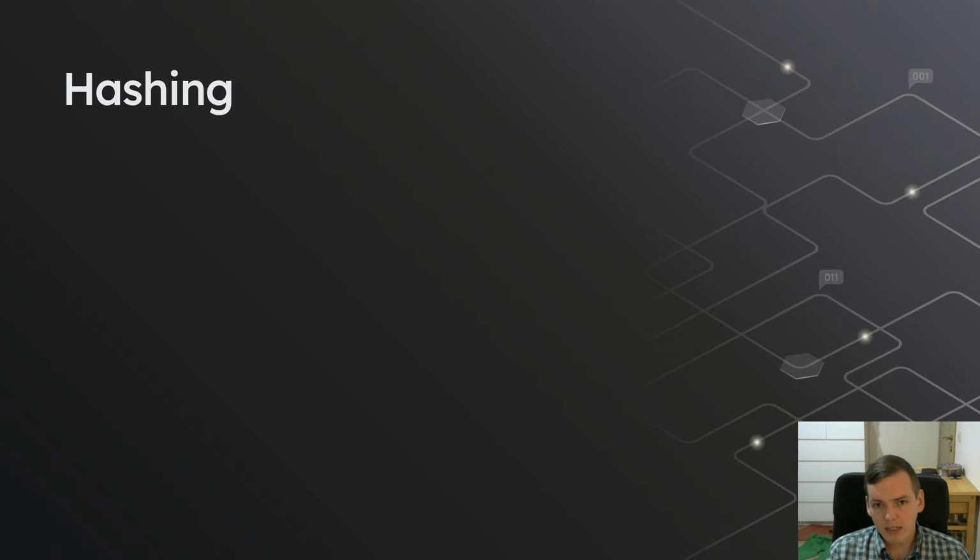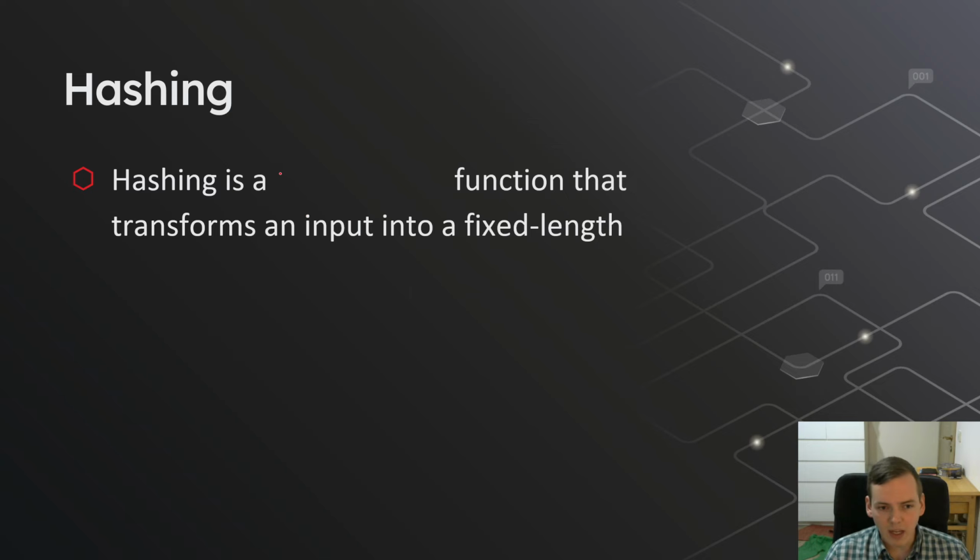A second idea of encryption is related to hashing. Now, hashing isn't necessarily just for encryption. Hashing is a one-way function that transforms an input into a fixed length piece of data. So in other words, an example of this might be multiply by 1028 and keep the last 3 digits.